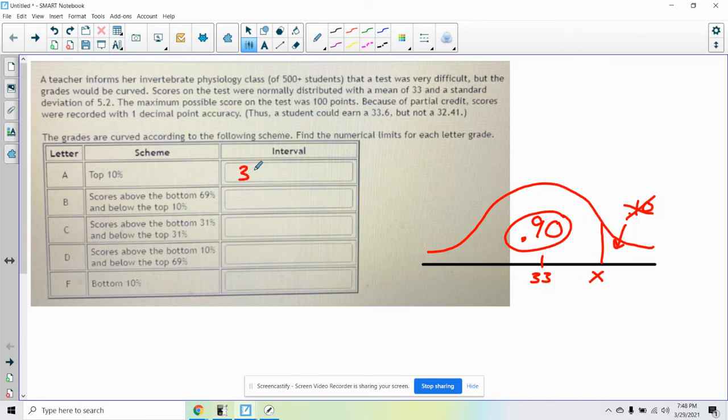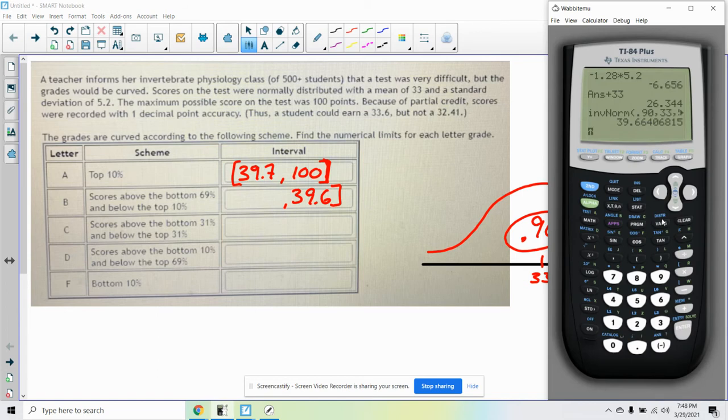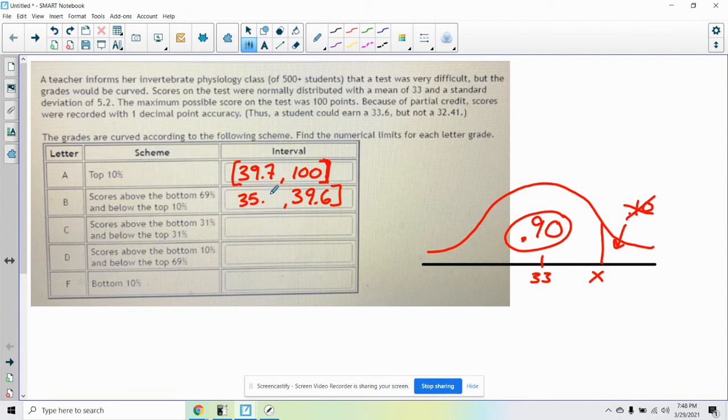39.7. We might have had 39.6 because we actually weren't as accurate because we used a Z table to 100. Whoops. And you can do it all that way, okay? So you know this goes to 39.6. And I want to know the above the bottom 69%, so I can go back in and just plug in 69%, 0.69, and do it that way. This is going to be 35.6. Okay, much easier when you have the TI-84.